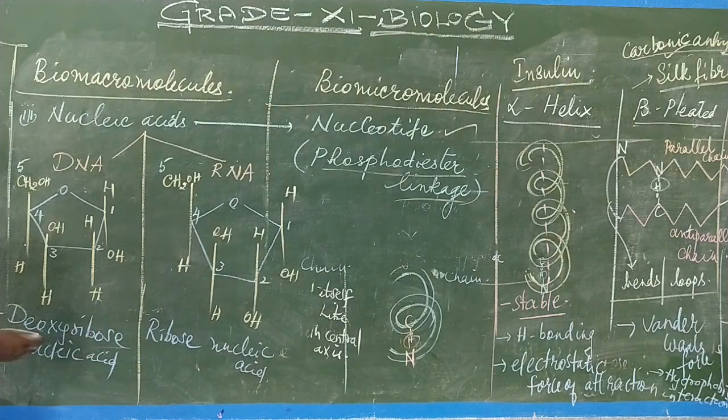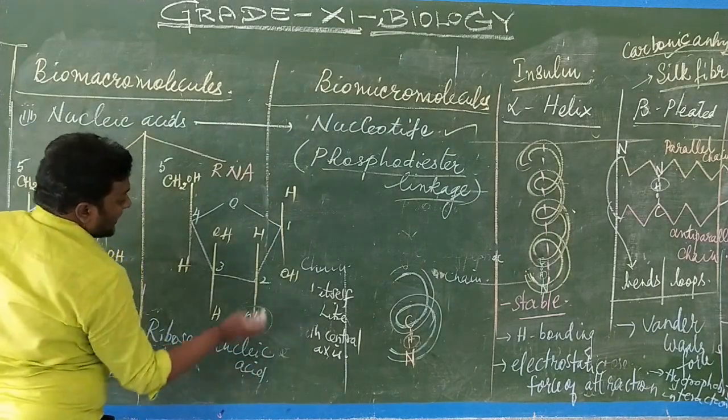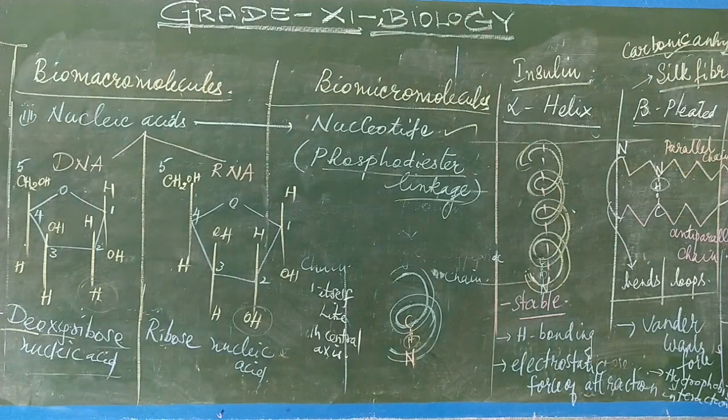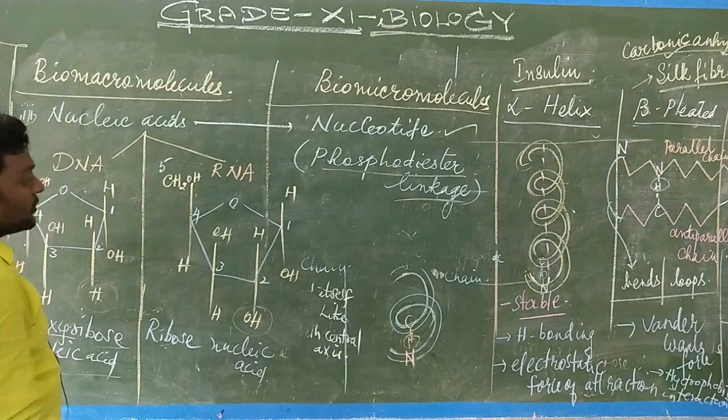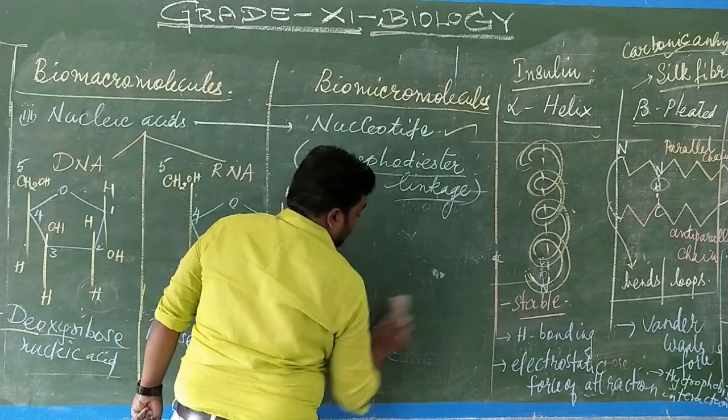D means removal, oxy means oxygen. From where? From the ribose. D means removal of oxygen from ribose sugar. The D also indicates that the oxygen on the second carbon should be removed. Here it is ribose nucleic acid, and this is deoxyribose nucleic acid, that is how we name them. Ribose and deoxyribose nucleic acids.